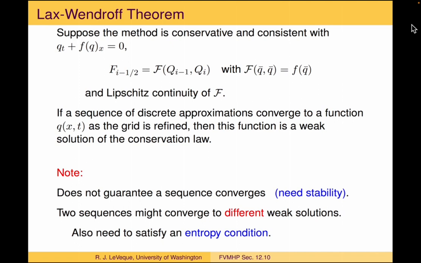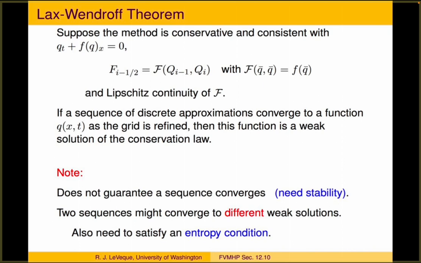So the theorem says that if we use a method that's conservative and if it's consistent with the conservation law in the sense that the numerical flux function, assuming that we're looking just at the three-point scheme, would depend on two states, q_{i-1} and q_i, to give you a flux F_{i-1/2} that comes into our flux differencing formula. If that's consistent in the sense that if the two states are the same, then this should simply reduce to the flux of the conservation law. And we also need some Lipschitz continuity as the two states approach q bar.